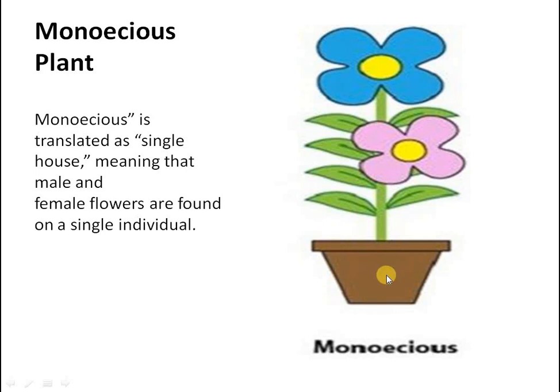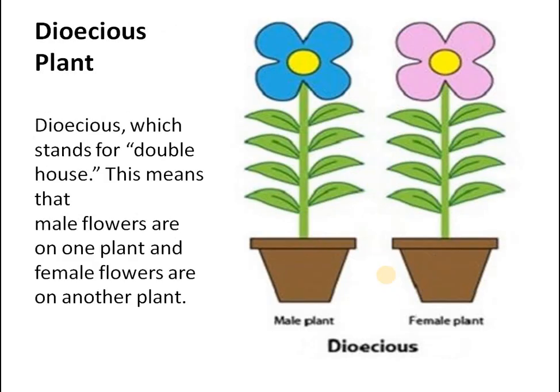On the other hand, there is another term used for plants, dioecious plants, which means double house. It means that male flowers are on one plant and female flowers are on the other plant. If you can see in the diagram, the blue flowers show that they have male reproductive organs. They are present on one plant, and the other plant contains all the pink flowers, showing that they contain only female reproductive organs.